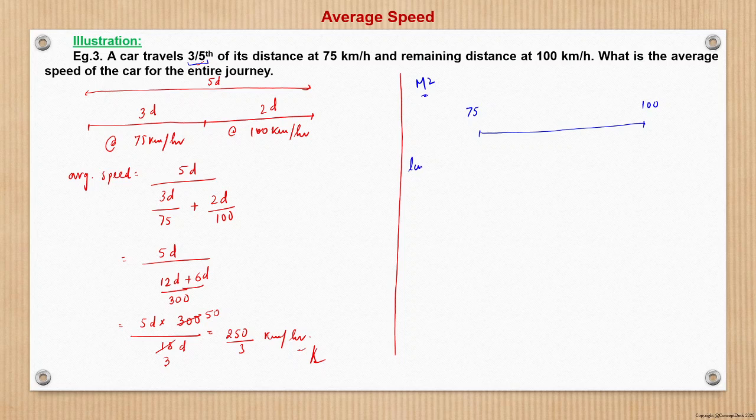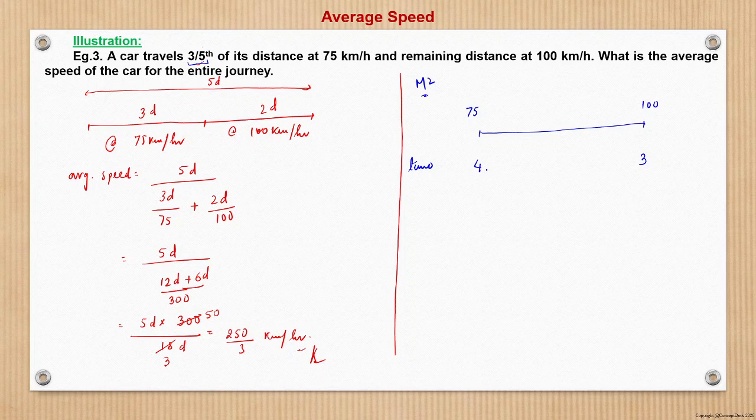So what will be time? Now assume that the car was traveling the same distance at 75 and 100 km per hour. Forget this 3/5 and 2/5. So in the case of same distance, the time would have been the inverse ratio. So here speed is in ratio 3:4, so time would have been in the ratio 4:3, right?